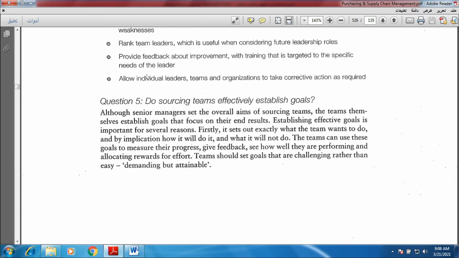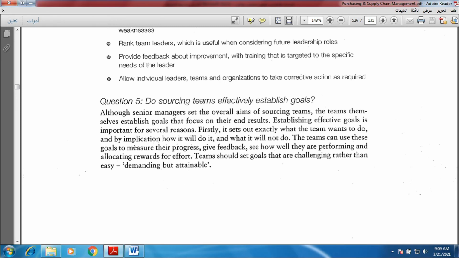Question number 5: do sourcing teams effectively establish goals? Yes. These goals should be effective and clear enough for everybody, and they should be formulated by the team members and accepted by the management. The team members should know exactly what they want to do, the implications and the outcomes they could reach, and what things they should not do or take into consideration.